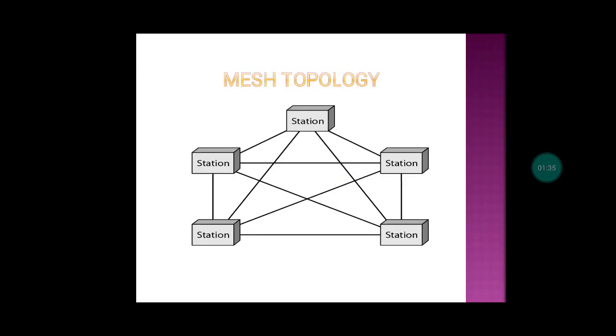Let us first talk about the mesh topology. Here is the representation of how the different stations in a mesh topology are connected. We can see that each station is connected to the others with a dedicated link. That is, each device, station, node or computer system is connected with the other devices with an end-to-end connection.